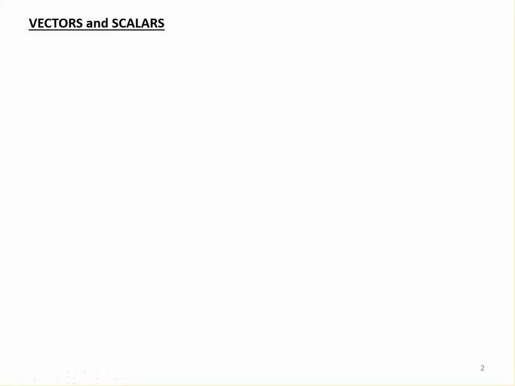In physics, you're going to encounter many different physical quantities. Things like forces, electric fields, magnetic fields, mass, electrical charge, and so forth. And broadly speaking, we can classify these different physical quantities into two categories, scalars and vectors. And let me explain the difference between the two.